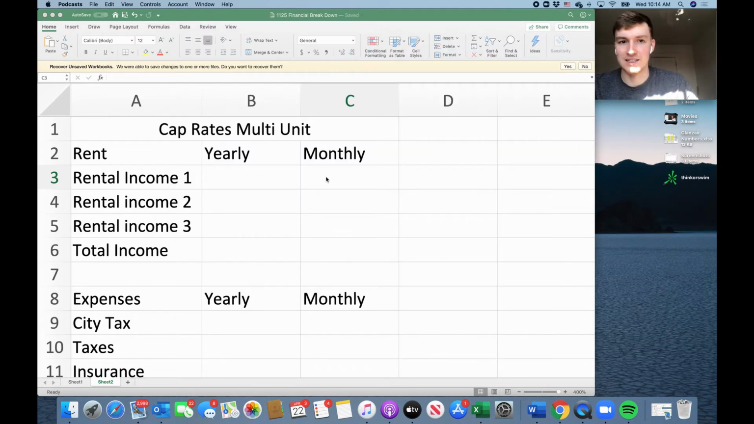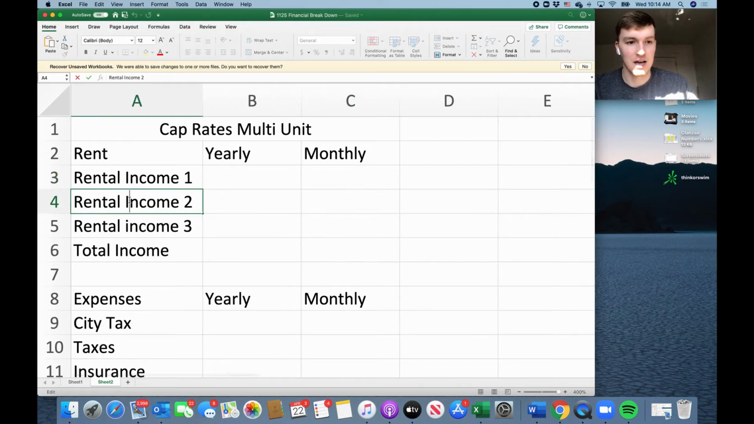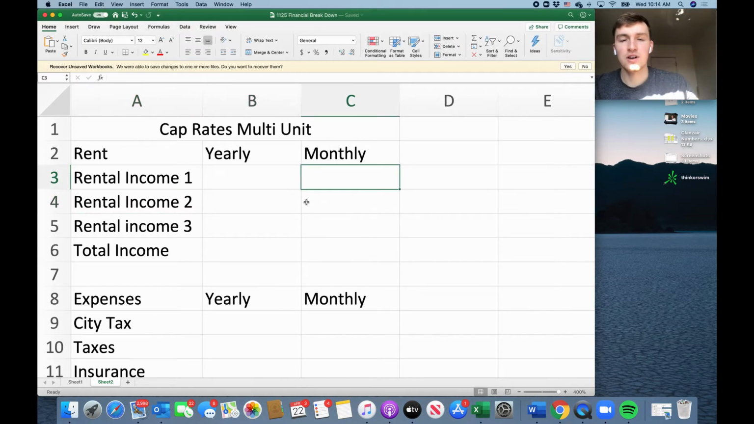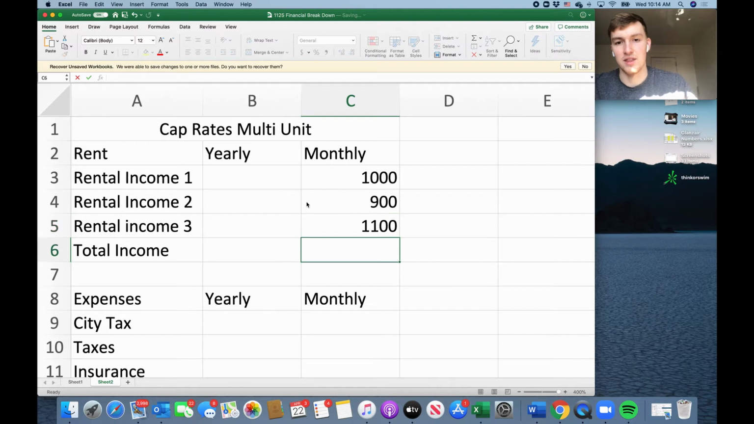But let's just jump right into this. So here's how you calculate the cap rates on a multi-unit, okay? So I already have a triplex, right? There's 3 rental incomes on a triplex. You're going to first put in how much the monthly income is on all 3 of those units, right? So for example, we're going to make it really easy. Let's just say the first unit is $1,000 a month. Let's say the second unit is $900 a month. And let's say the third unit is $1,100 a month, okay?